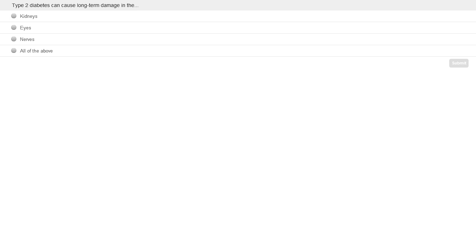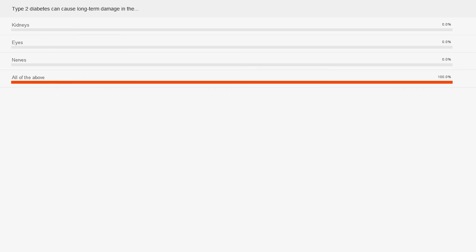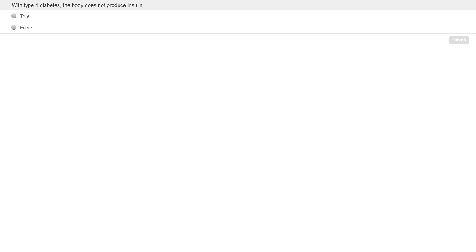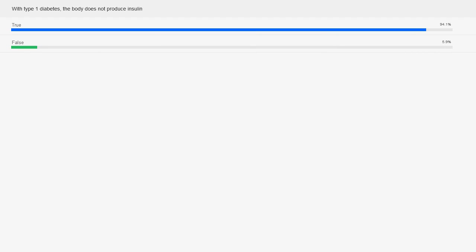Type 2 diabetes can cause long-term damage in, and hopefully I've convinced you all that it is all of the above. Well done. Because every organ, in fact, every cell is affected. With type 1 diabetes, the body does not produce insulin. Survey says that is true. That is the problem with type 1. You're born with an error of some kind. In your young years, your pancreas cannot make the insulin, which is the key that unlocks cells from getting their sugars as fuels.